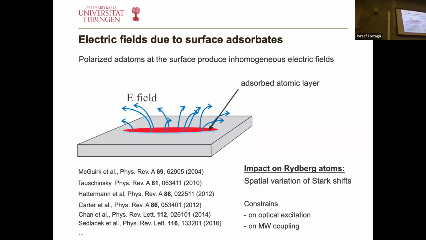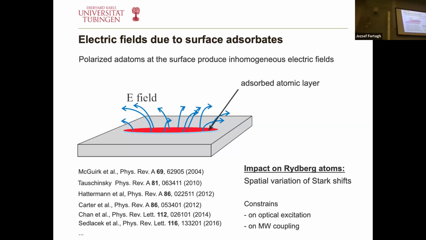Here in this cartoon, we see the shape of the cloud that is prepared above the chip surface, and atoms are deposited there. And there are many, many measurements, even more than listed here, characterizing the field distribution and the impact on experiments. For example, the impact on Rydberg atoms is a spatial variation of the Stark shifts of the Rydberg states. So depending on at which distance we prepare the Rydberg atoms, the state is shifted.